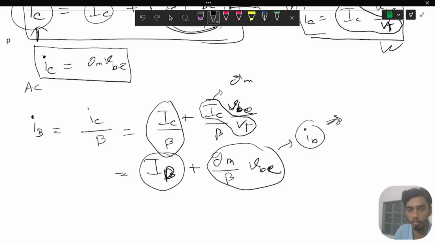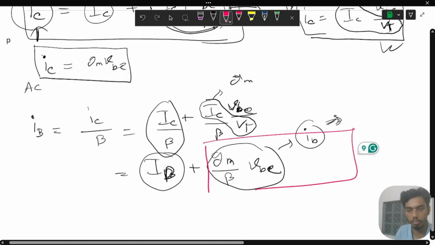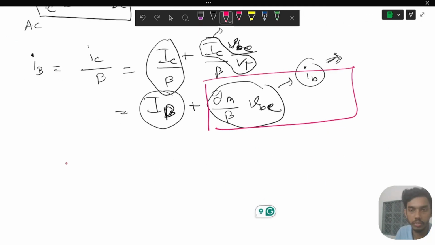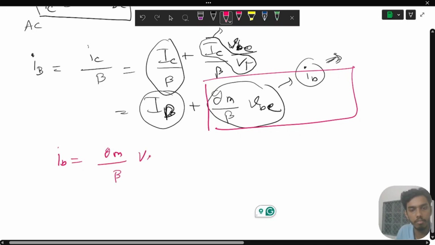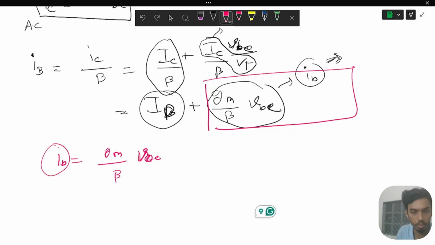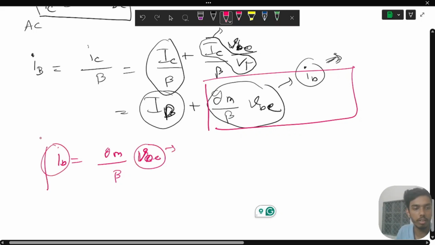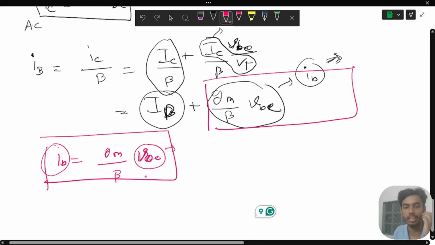So this will be small i, small b. So we have found out the small ib also, and from this we can also determine another thing, which is very interesting. We can see that ib is equal to gm by beta times vb be small b. So here you can see that this is also the small signal. So in this equation, everything is in small signal mode.